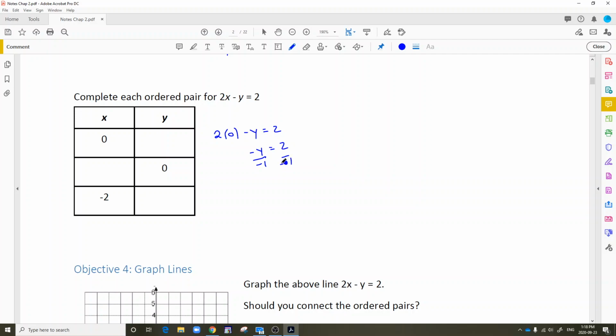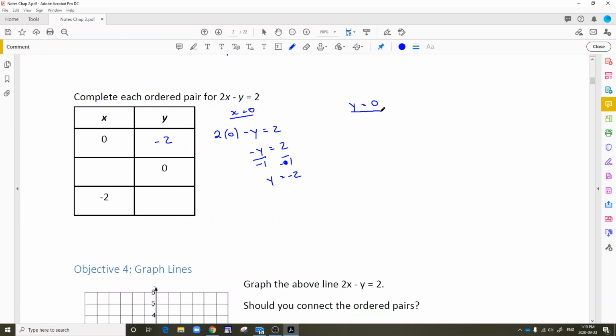Oops, that's supposed to be a negative sign. And I get y equals negative 2. So the point that would satisfy the equation is that when x is 0, y is negative 2. And I can do it the same way as well. The next one, so this is when x is 0. The next one I'm going to solve for is when y is 0.